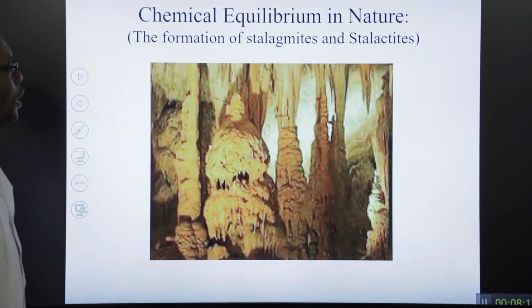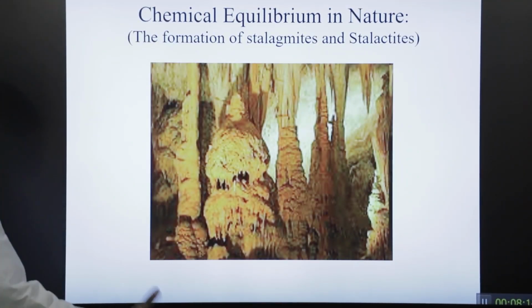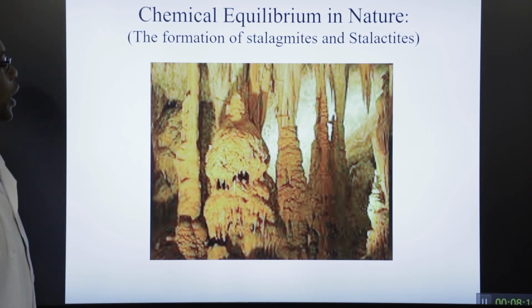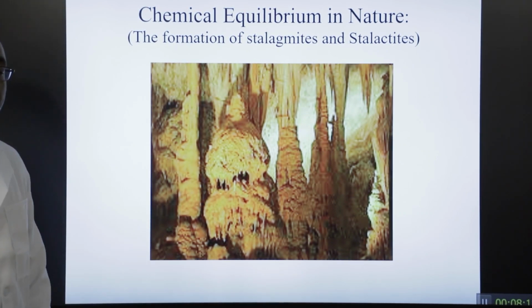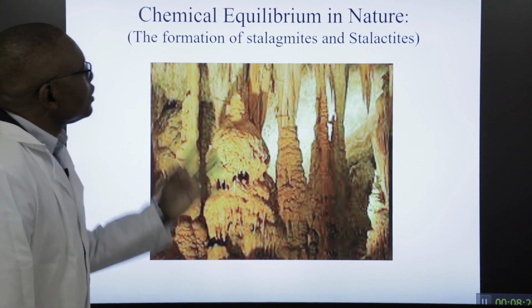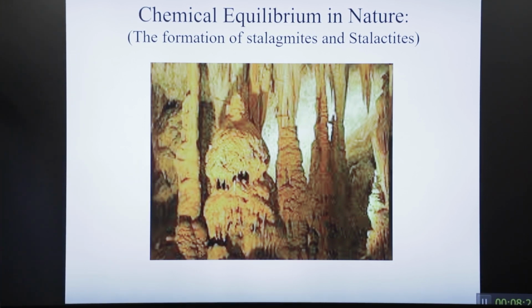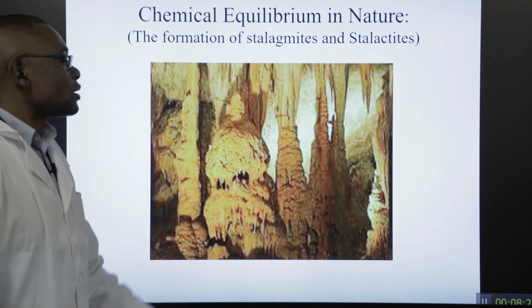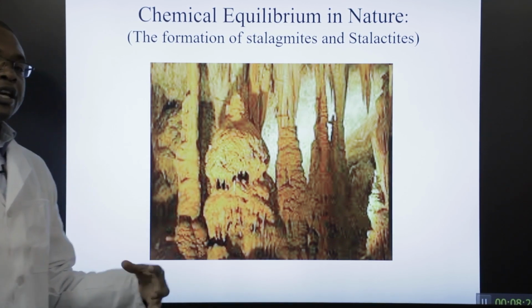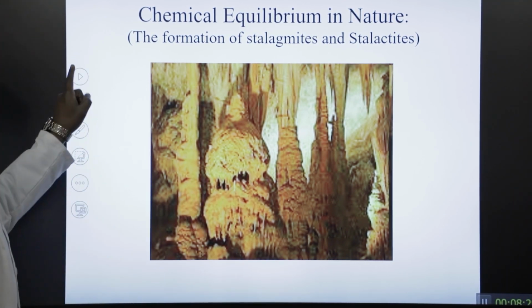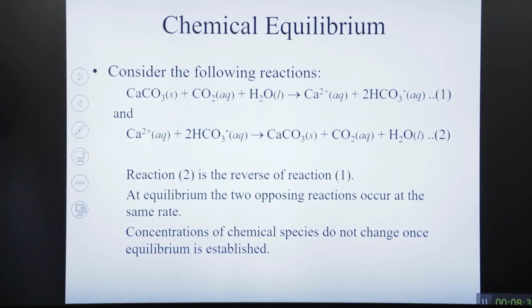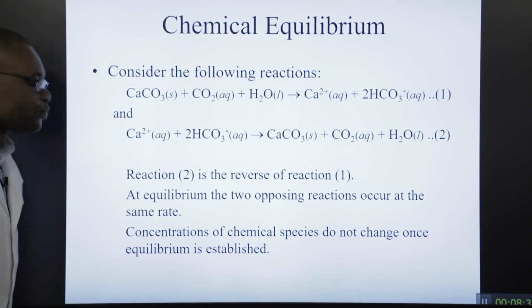Okay. So in nature, equilibrium does take place, where if you have visited tourist sites and seen stalagmites and stalactites, these are representations of chemical equilibrium in nature. You can go and read more about it. So what are we talking about when we are talking about chemical equilibrium?